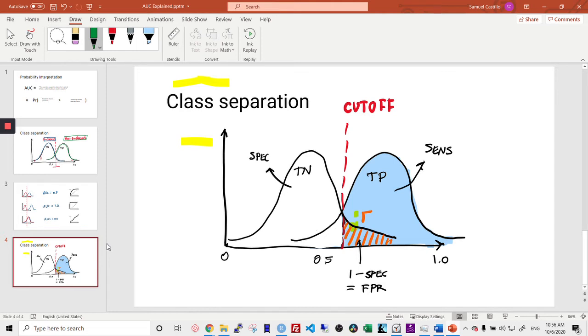And then if you look at the area to the left here, this is the specificity, and 1 minus the specificity represents this graph right here. And so your ROC curve shows the graph of this false positive rate, 1 minus specificity, versus sensitivity. And so that's how you calculate AUC.